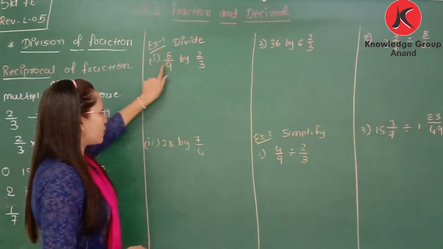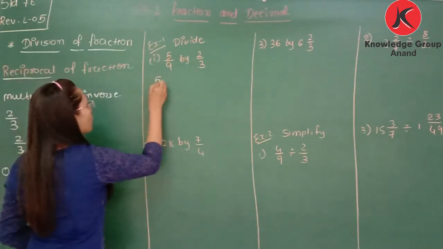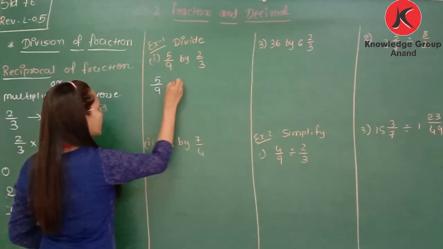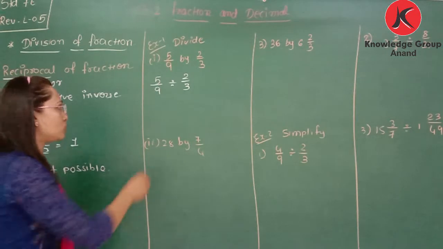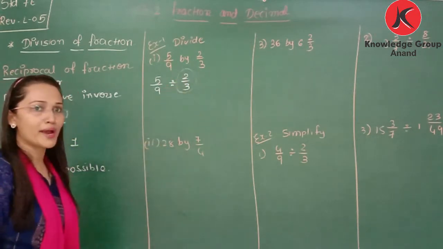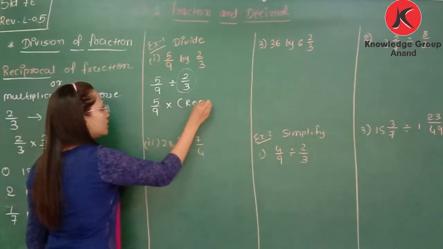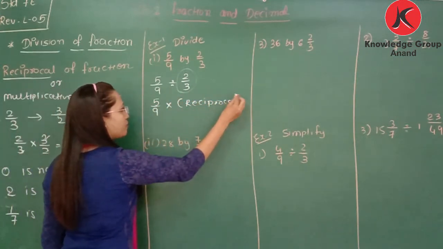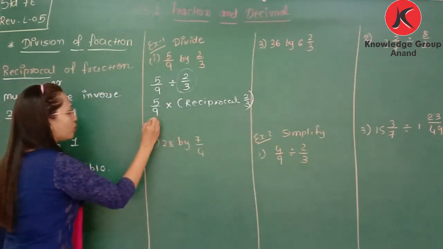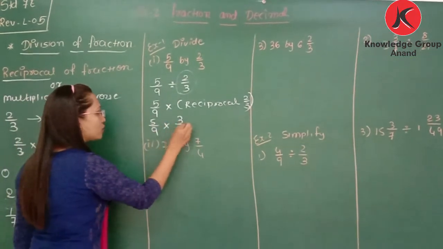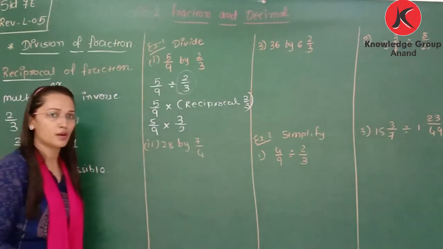Example 1, divide first 5 by 9 by 2 by 3. So here we need to write 5 by 9 is divided by 2 by 3. Now in a division you need to write the reciprocal of 2 by 3, converting this into multiplication. So what is the reciprocal, or multiplicative inverse, of 2 by 3? That is 3 by 2. Convert the division into multiplication by writing the reciprocal of the next number.